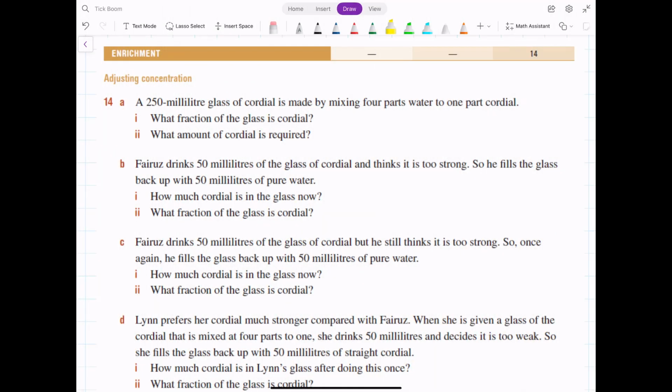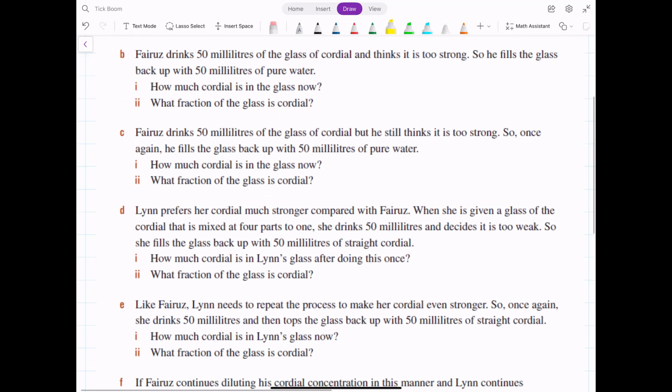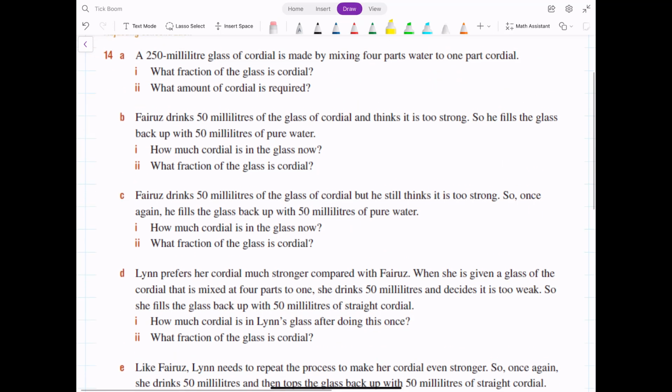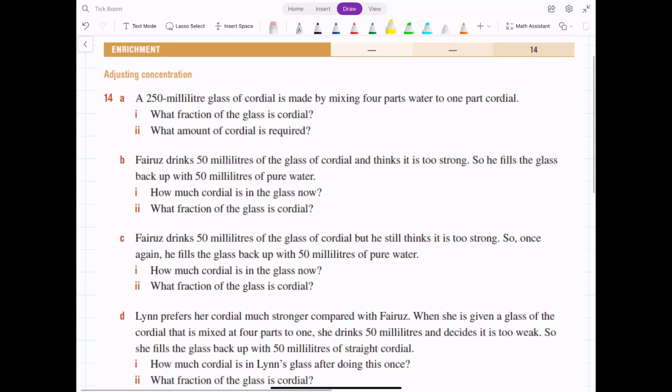Hello Year 7, today we're working through the enrichment question of section 4C of the textbook, which is question 14, and it's got a whole bunch of subparts, part A, B, C, D, E, and F. So what I'll do is I'll work through each of these parts one at a time and see how we go.